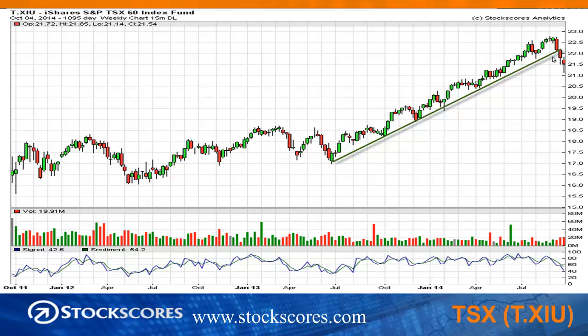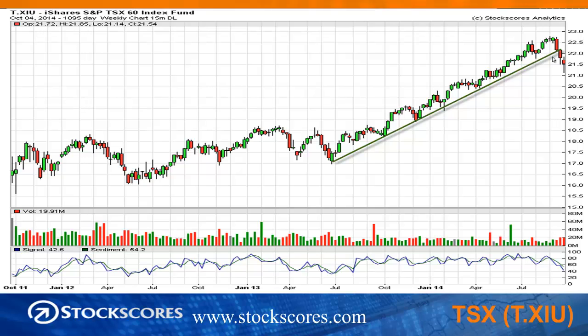The TSX broke its upward trend line 2 weeks ago. I talked about that 2 weeks ago in this video. And we are now seeing that pullback. But keep in mind that this pullback is not from a falling top. It is from a new high. So the question now becomes, does the market rally back and maybe only get to, let's say, 2250 on the T.XIU and then fall down and break down below support at 21? That would be a reversal. For now, it's simply the start of a consolidation phase after some really strong gains over the past year.